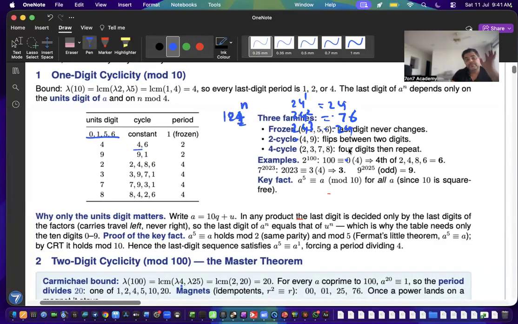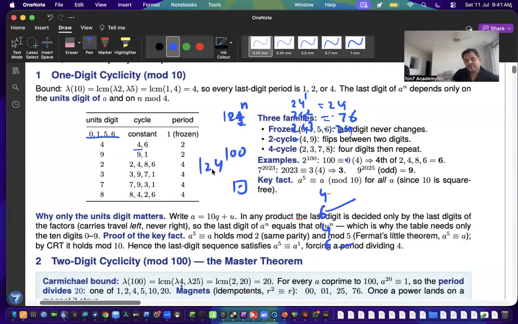So if someone says, okay bhaiya, I have 124 raised to 100, what is the unit digit? You don't have to go and work it out. If you write 1 here, you get 4. If you write 2, you get 6. If you write 3, you get 4. You write 4, then you get 6, again 4, 6. So at all even places, you have 6.